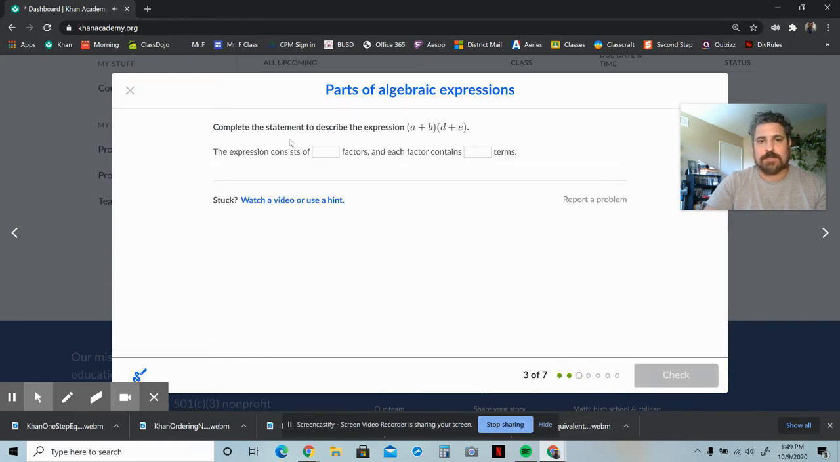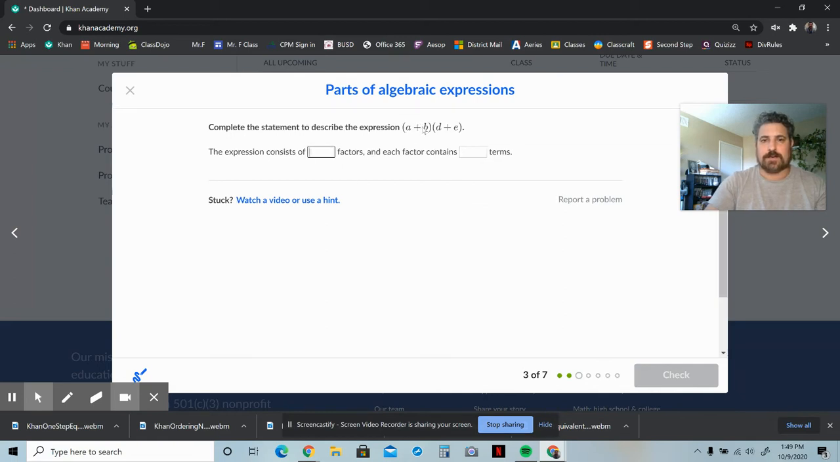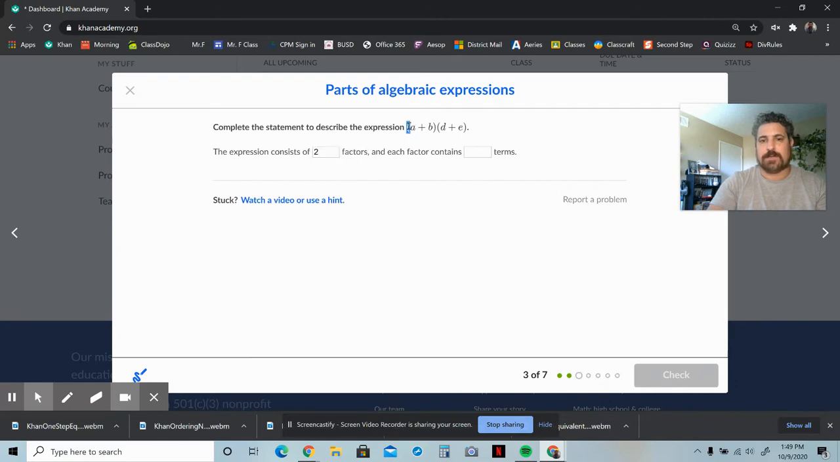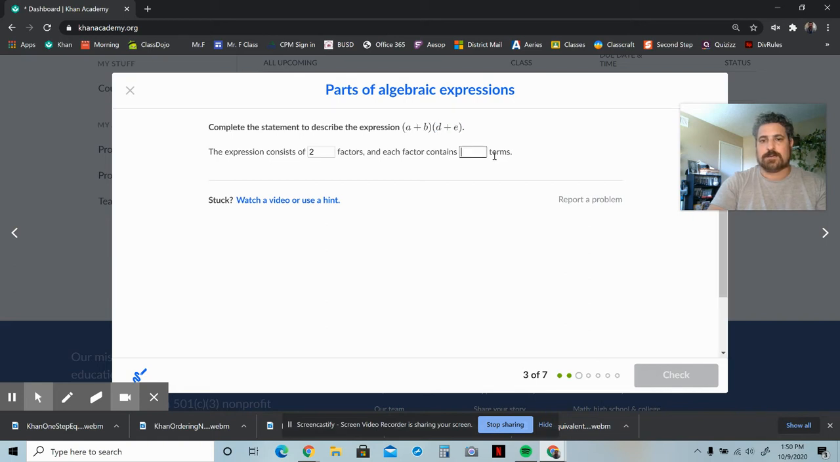All right, this one says, complete the statement to describe the expression a plus b in parentheses times d plus e. The expression consists of blank factors, and each factor contains how many terms? Well, this one has two factors, right? The sum on the left and the sum on the right. So that's two values that we multiply together. And each of those contains how many terms? Well, if I had the expression a plus b, there are two things being combined, a and b. Remember, terms are separated by addition. So that would be two terms inside this one, and two terms inside this one too, d plus e. So they each have exactly two terms inside the two factors.